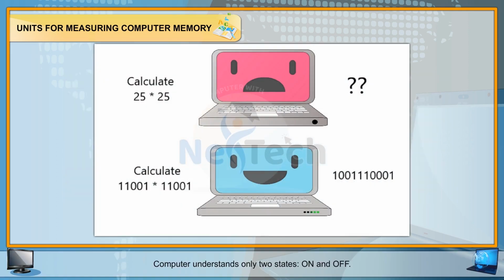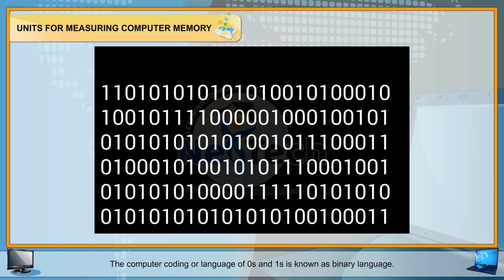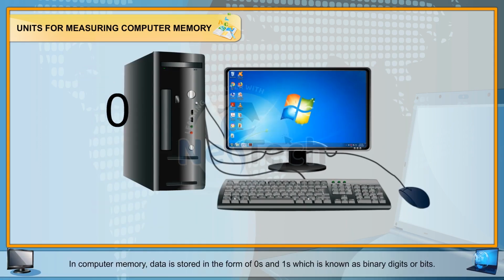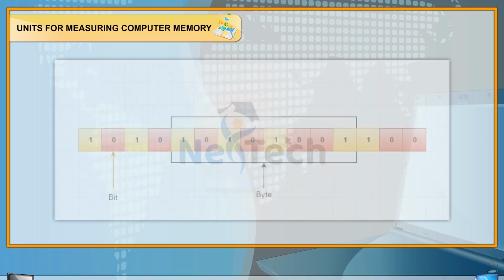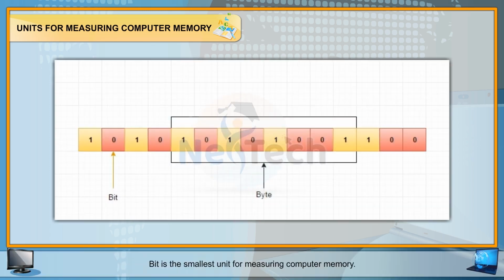Computer understands only two states, on and off. The on state is represented by the number 1 and the off by the number 0. The computer coding or language of zeros and ones is known as binary language. In computer memory, data is stored in the form of zeros and ones, which are known as binary digits or bits. Bit is the smallest unit for measuring computer memory.